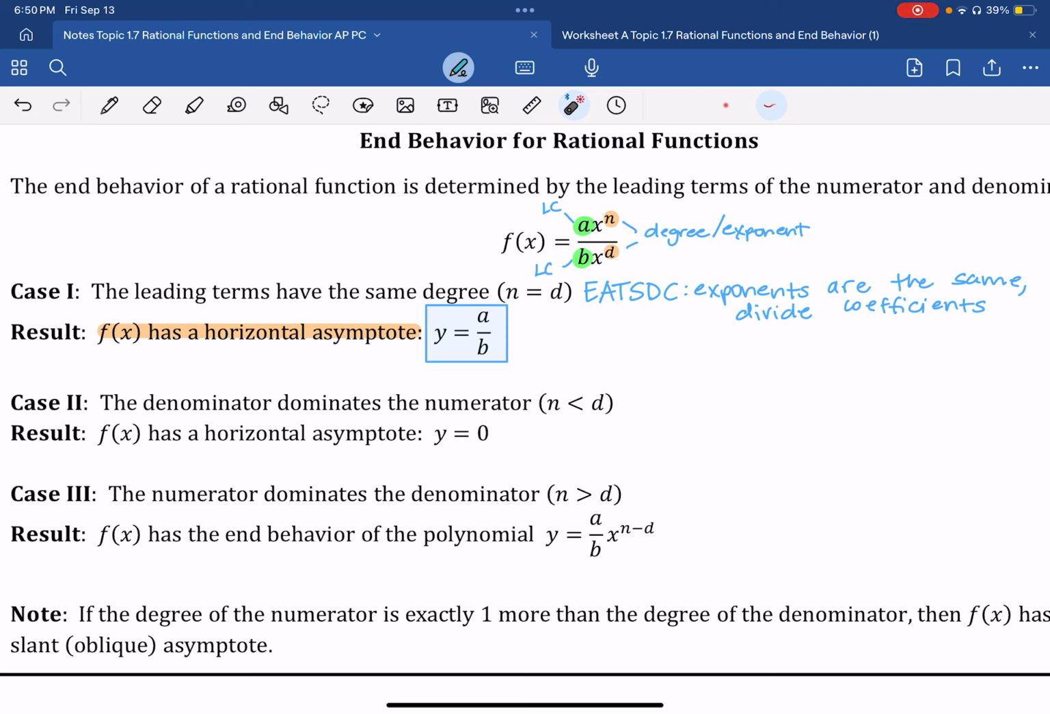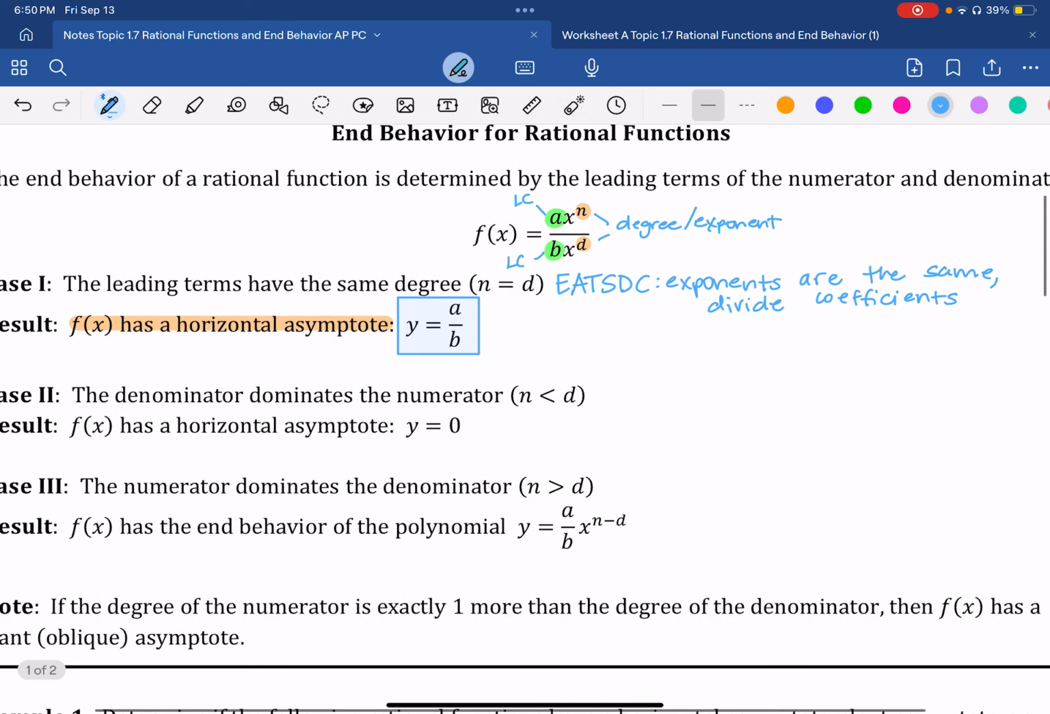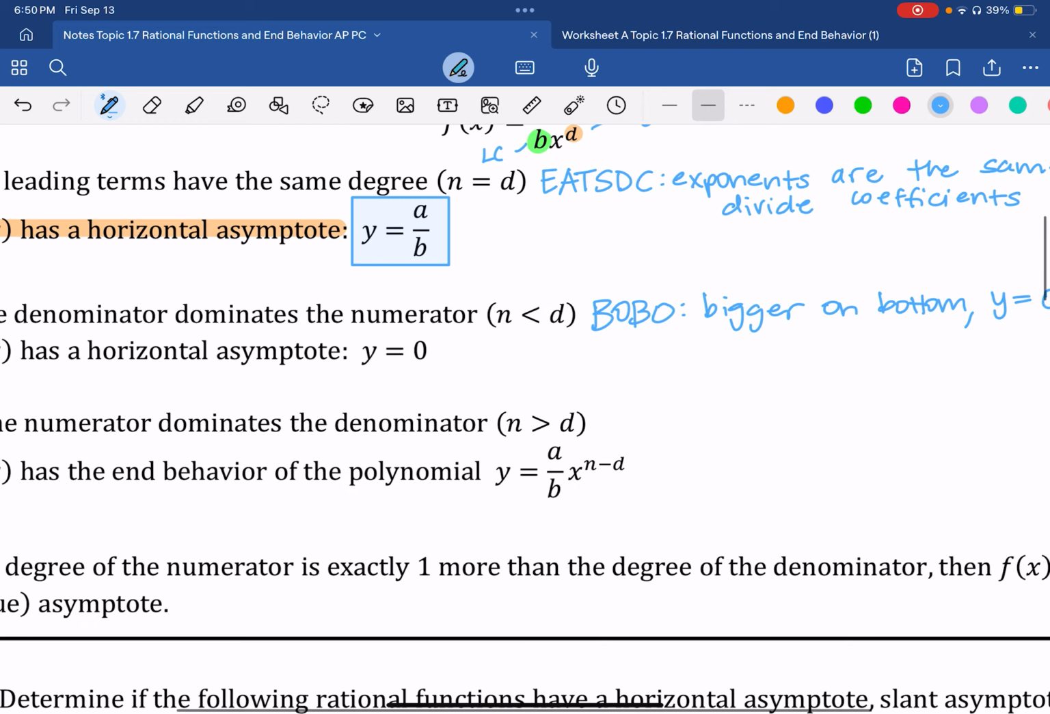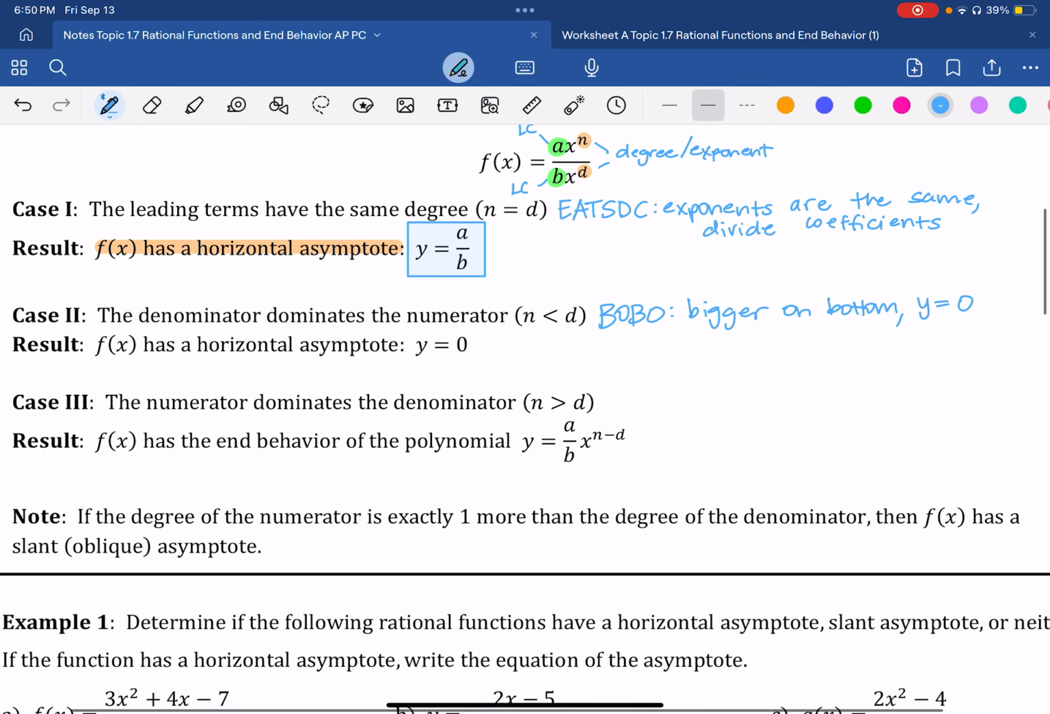Okay? Case 2 is that the denominator dominates the numerator. My acronym for this is BOBO. That stands for bigger on bottom, and the last O stands for y equals 0. Okay, so bigger on bottom, 0. This one is easy. Okay, this one does have a horizontal asymptote, and you don't have to do any other math other than say it's at y equals 0.